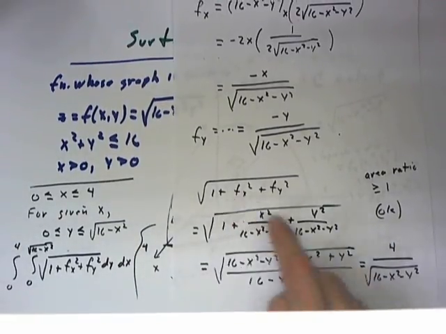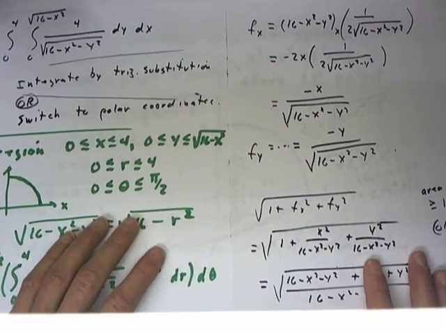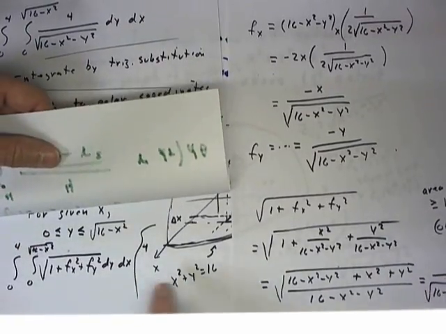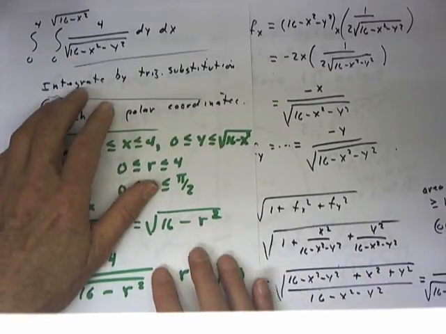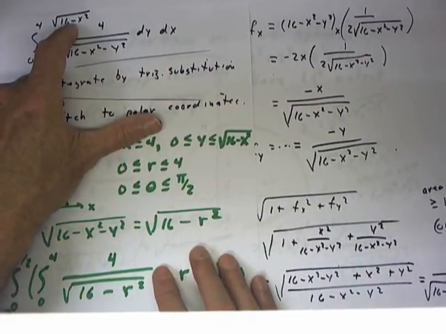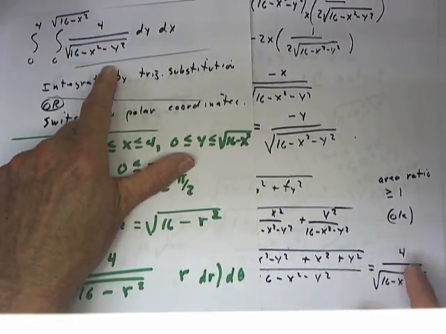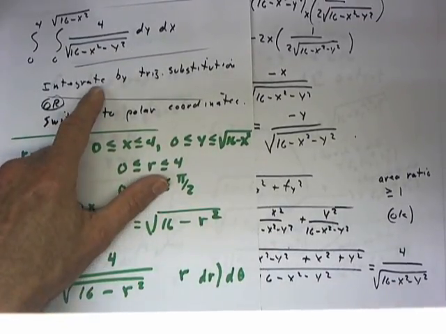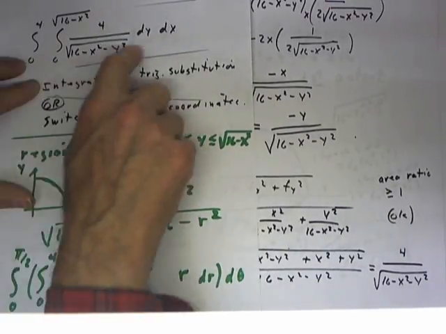So, with this expression for our area ratio, we can write down our integral, the same integral we have here, just plugging this expression in here. We find that our integral is the integral that you see here from 0 to 4, 0 to the square root of 16 minus x squared of the area ratio multiplied by the dy dx. And we're left with the task of integrating this thing.